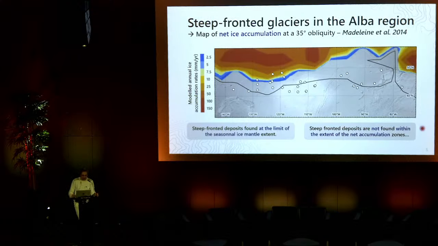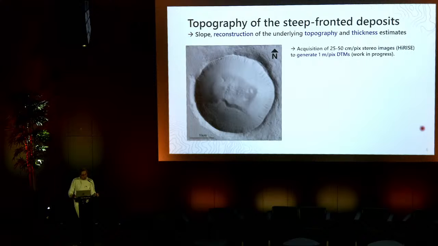Which is quite interesting because it raises the question of how this ice accumulated and was preserved over time. And then we looked at the detail of the topography of these glaciers, and we planned and acquired HiRISE stereo images to generate high-resolution DTMs, at 1 meter per pixel. So this work is still in progress, but I will give you some measurements that we did on the example that you have seen on the left-hand side.